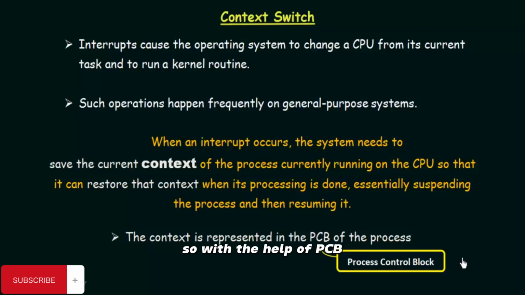So with the help of PCB, we can know the current context or the current status of that particular process, so that when it is saved from the CPU, and when we go and execute another process and come back, we know from where we have to resume. So that is the concept of context.